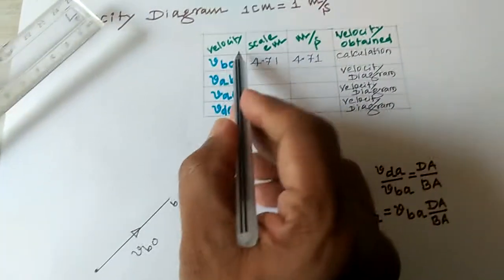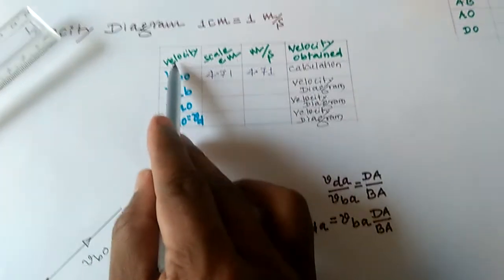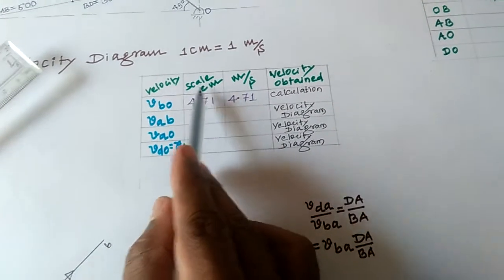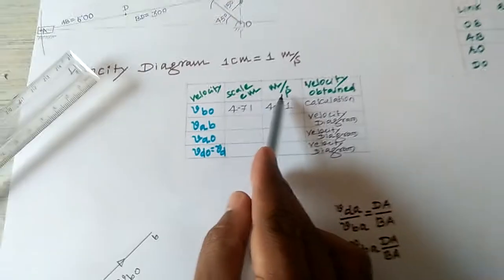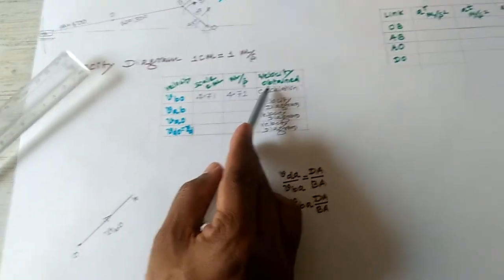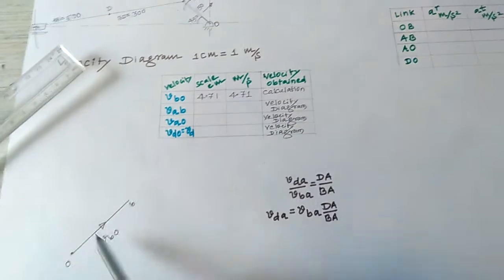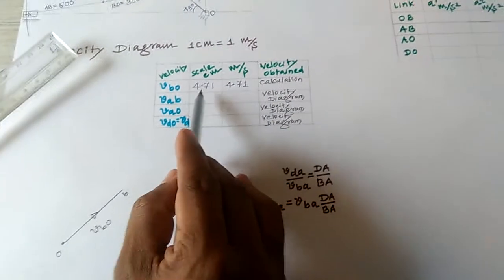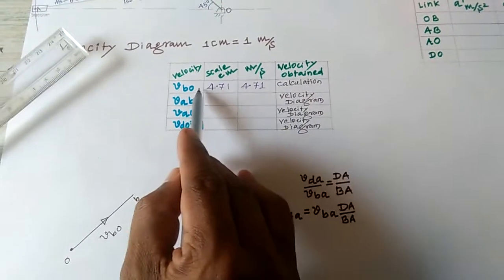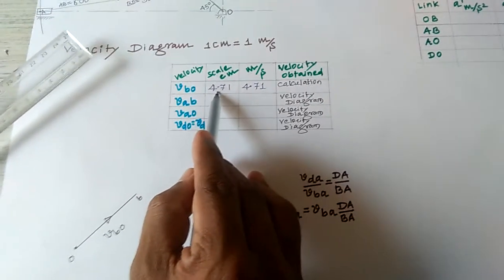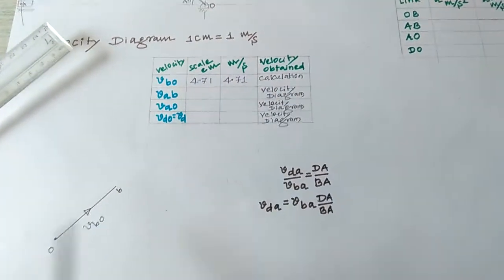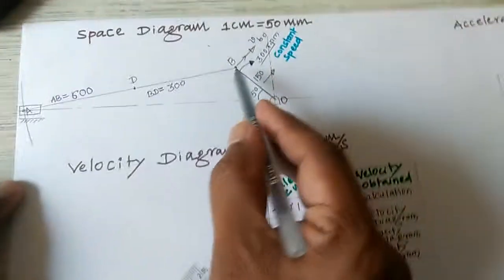In this I have written one table. This is an important table. I have written the scale in centimeter per meter per second, then the velocity obtained, whether by calculation or from the graph, that is the velocity diagram. This value you got from the calculation, that's why I wrote velocity of BO as 4.71, by calculation. Then you have to go for the velocity of A with respect to B.